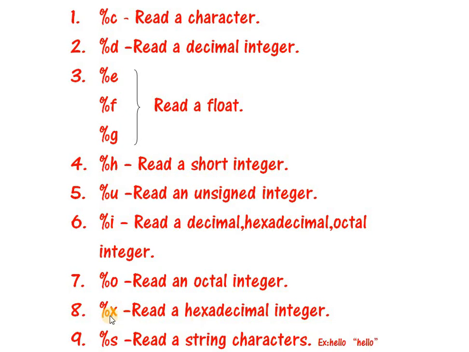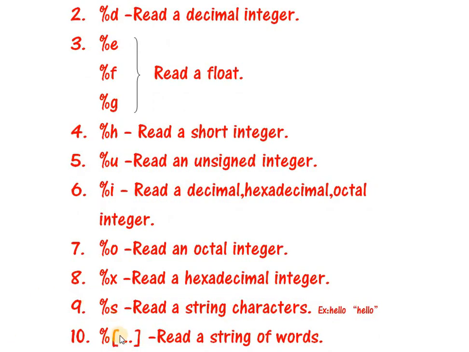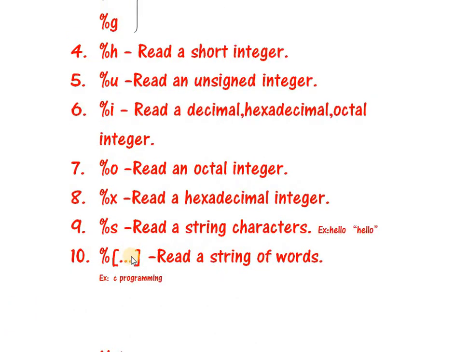Last one, a format specifier in the scanf function: % followed by square brackets with three dots. This format specifier is used to read words. For example, there are two words, C programming. It's a combination together, called a string of words. Space is also allowed. For that we use % with square brackets and three dots. It allows two strings also, and space is also considered.